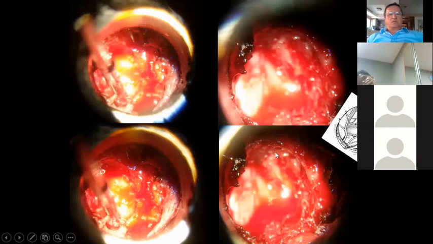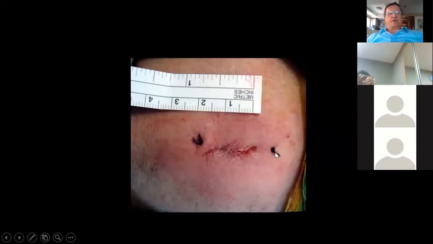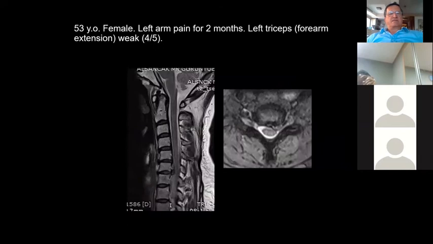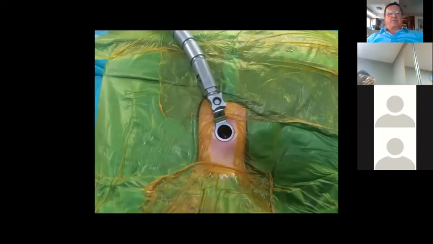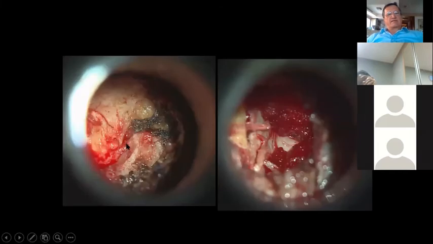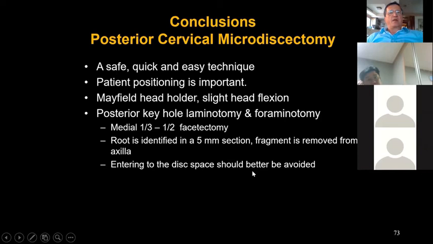These are some photographs from my patients. This is the incision line. Another patient with the same. Again, here is the point where we were removing the disc. This is also a safe, quick, and easy technique.